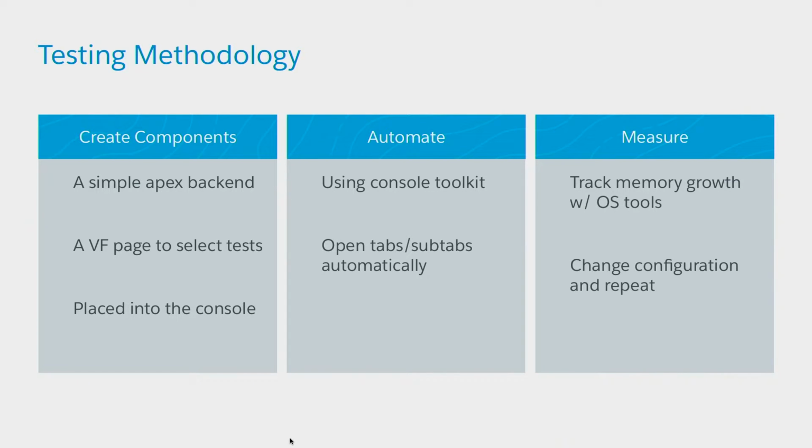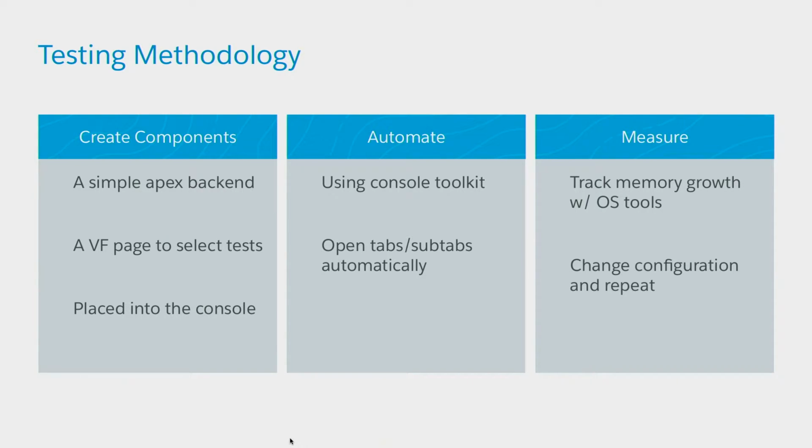But this component with the Visualforce page automates the test using the Salesforce console toolkit. This is a JavaScript API that lets you control and manipulate the console. In this case, we're using it to open and close tabs automatically to simulate user activity. So rather than having you go into the console and click a tab and click another tab and fake some calls from a call center, you can do it automatically with these tools.